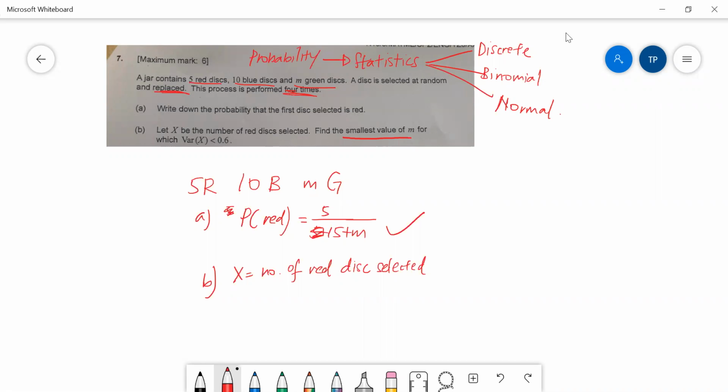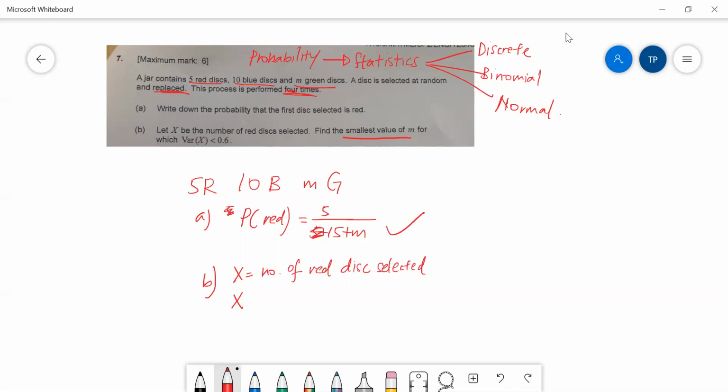So which topic do you think this question is testing on? Because it's very important to identify the topic. Binomial, right? It's binomial. Because firstly, it is talking about discrete random variables. Because it's like the number of red ones. Makes sense. And there's a reason why they say let x be the number already selected.